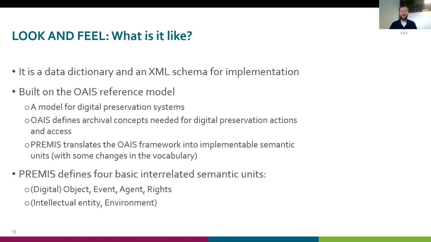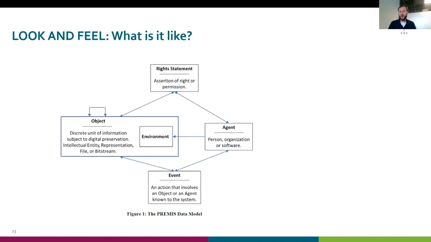And what PREMIS does is it translates the OAIS framework into implementable semantic units. And these units are object, event, agent, and rights. And also an intellectual entity and the environment can be described using the digital object entity. And this is the PREMIS data model that describes these entities and their relations. So an object has a relationship to a rights statement and to an event. And the event itself has a relationship to the object or to an agent that is performing the event. So this is the data model of PREMIS.